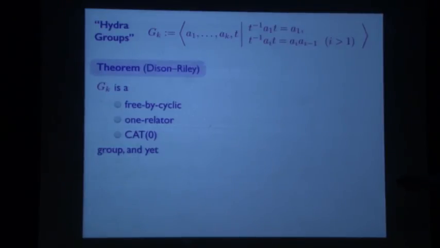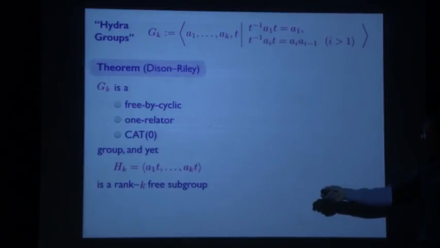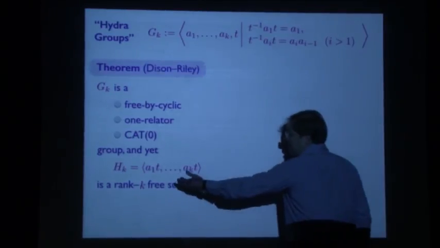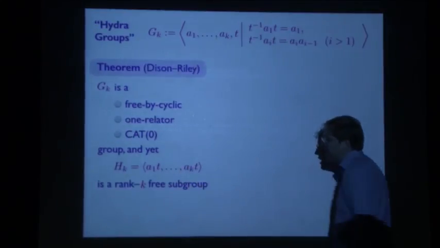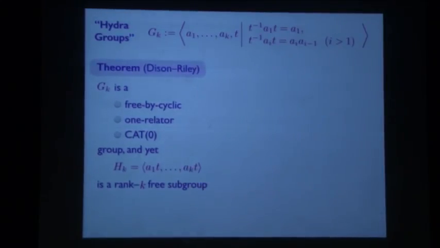So basically, it's very nice in some respects, and yet it's got a subgroup H_K, specifically the subgroup generated by A1T, A2T, and so on through to AKT, which is free of rank K, also very nice. Except it sits in here. Its distortion is like the kth Ackermann function. I'll tell you precisely what this means in a minute.